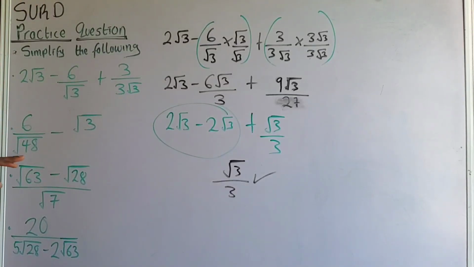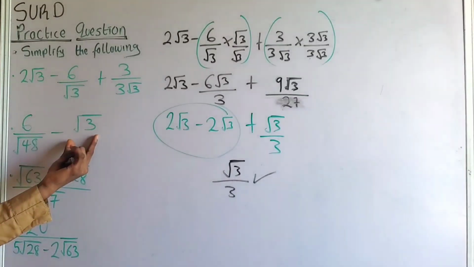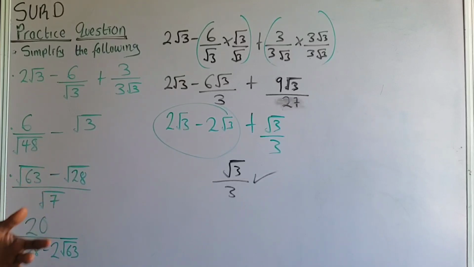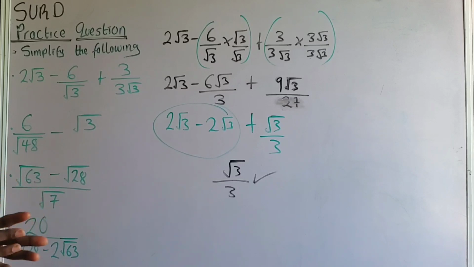We have 6 over root of 48 minus root 3. Okay, now please listen to me carefully. Anytime you are dealing with such a question, if you discover that in the question you are asked to simplify, you have a simple surd, are you getting it? For example, root 3 is a simple surd because it cannot be simplified to get a rational number or an integer. If you take the square root of 3, you are going to have a decimal. So root 3 is the simplest surd in this question.